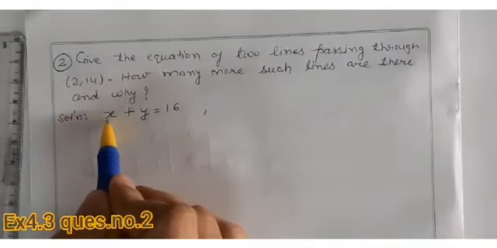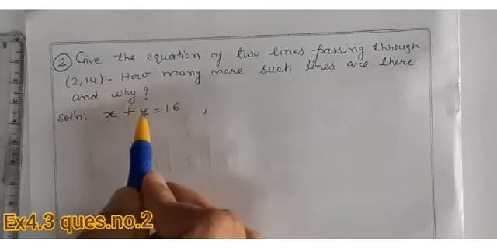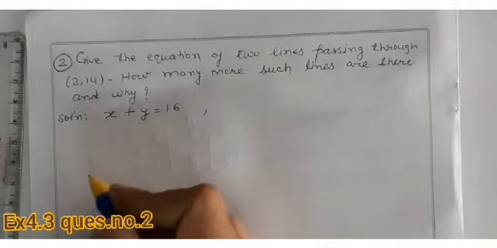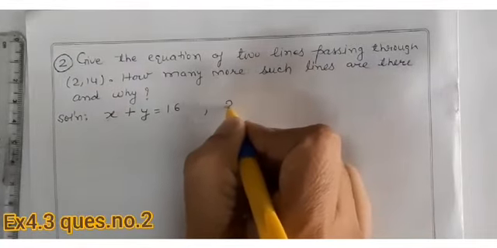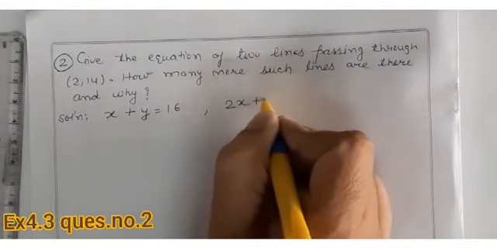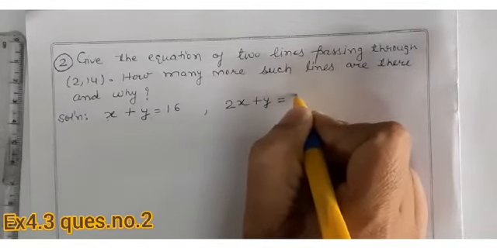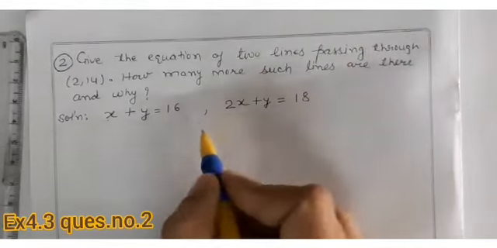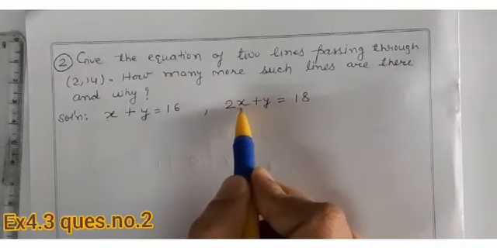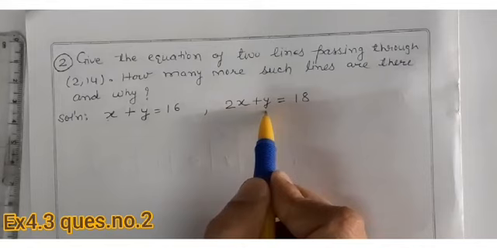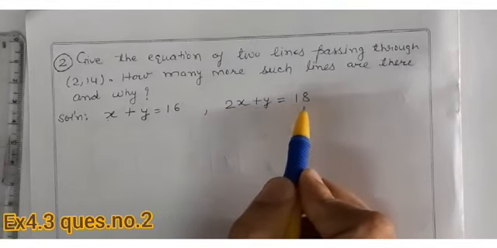Put x is equal to 2 here, and y is 14. 14 plus 2 is 16, which is equal to 16. This is right. If I take one more, like 2x plus y, this is 18. Let us check. 2 2s are 4. X is 2, no? 2 2s are 4 plus 14. 14 plus 4 is equal to 18.